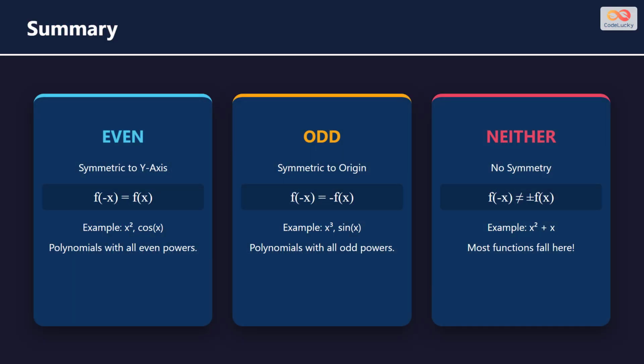To summarize, even functions are like x squared, symmetric to the y-axis, and f of negative x equals f of x. Odd functions are like x cubed, symmetric to the origin, and f of negative x equals negative f of x. Most functions, however, are neither.